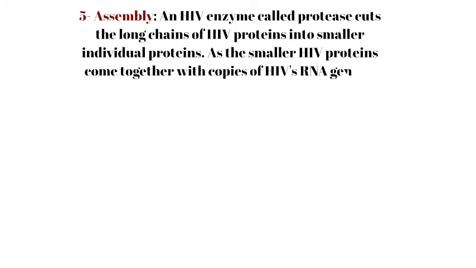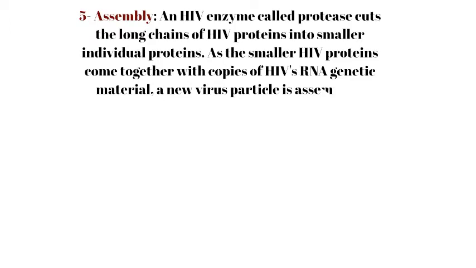stage 6. Stage 6, budding. So budding, the newly assembled virus pushes out. When it pushes out, a bud is formed, to show that now the virus is coming out. So the bud is formed from the host cell. During budding, the new virus steals part of the cell's outer envelope.